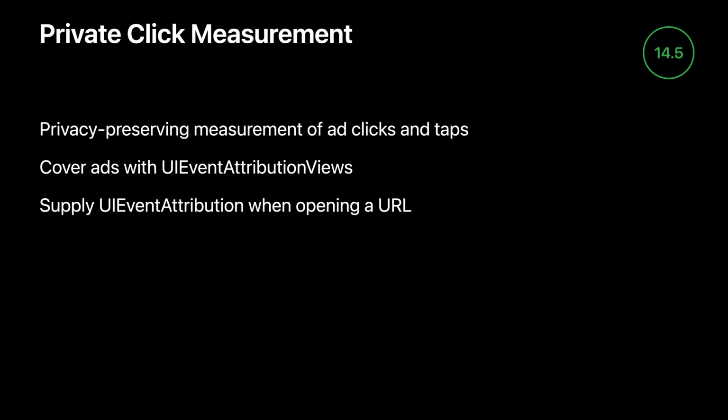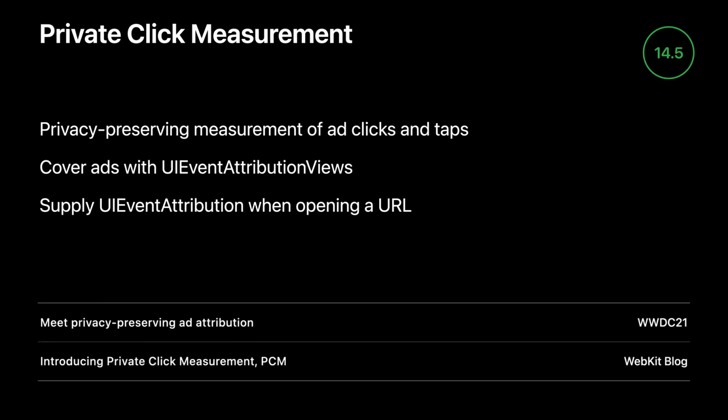It's easy to use. Just cover your ads with UI event attribution views and pass a UI event attribution object along with any URLs you open in response to ad taps. To learn more about this, see the Meet Privacy Preserving Ad Attribution video. There's also a great webkit.org blog post entitled Introducing Private Click Measurement.